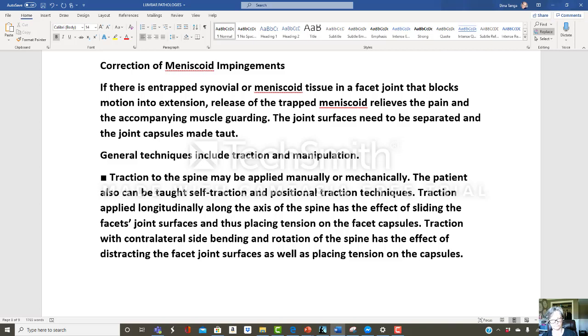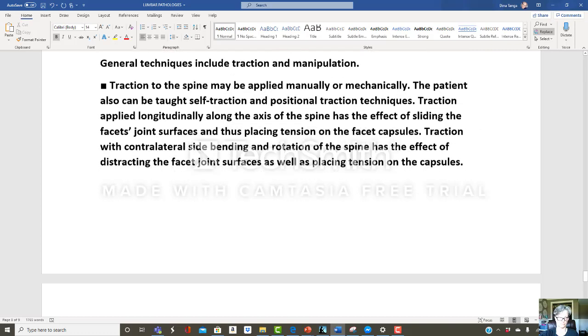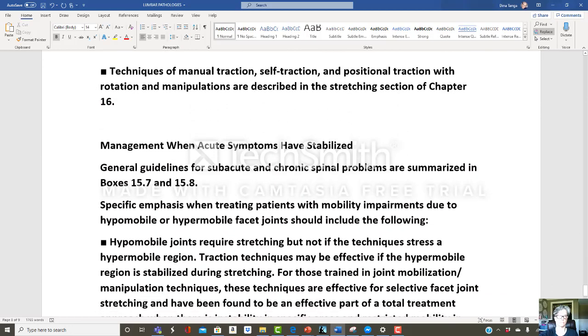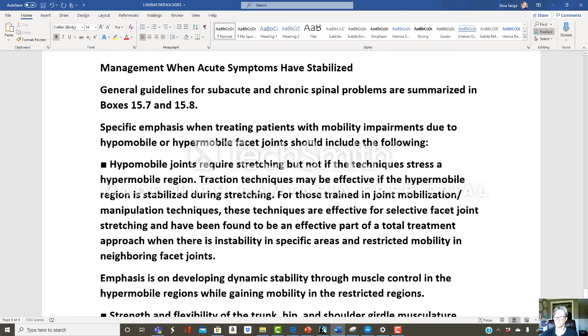Traction with contralateral side bending and rotation of the spine has the effect of distracting the facet joint surfaces as well as placing tension on the capsules. Techniques of manual traction, self-traction, and positional traction with rotation and manipulations are described in the stretching section of Chapter 16.